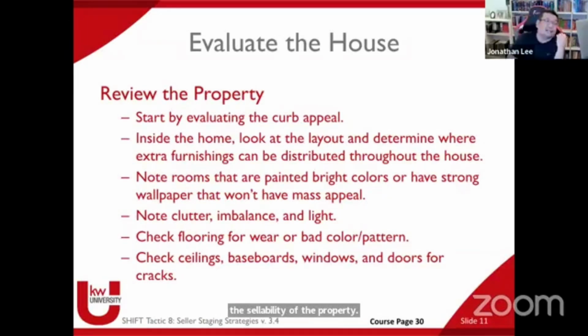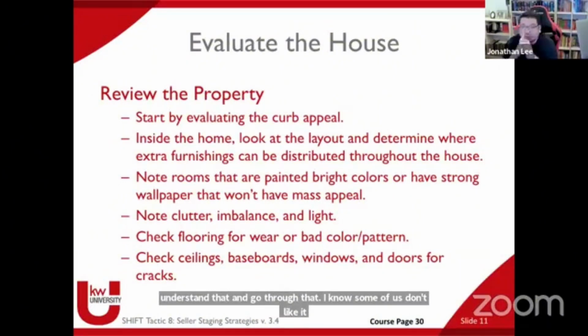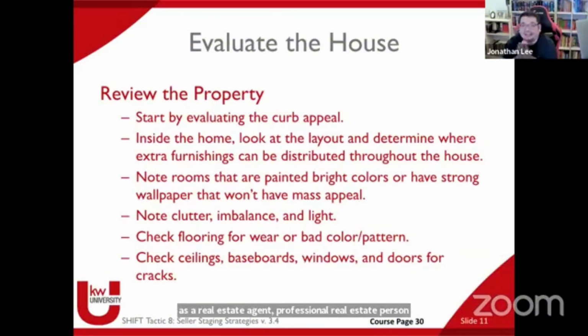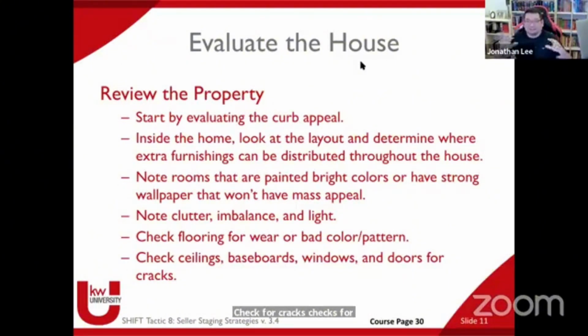I know some of us don't like it, but as a real estate agent, professional real estate person, you need to be able to go in and see things like that and then think about how do we dress this up, or what is the opportunity for us to dress up, right? Check for cracks, check for doors, check for doorknobs, check for a lot of stuff. Right? Just go through that thing.